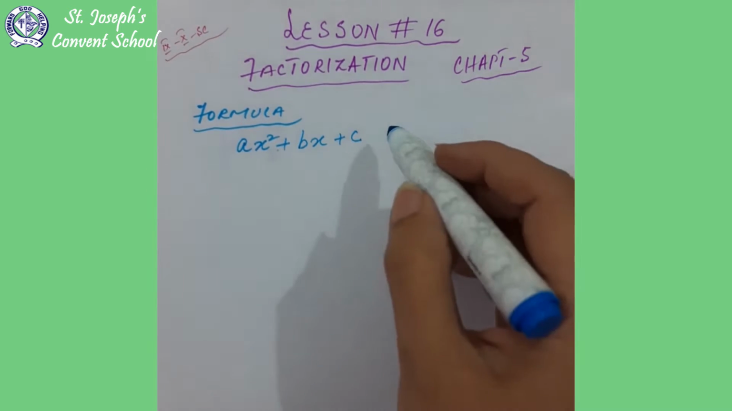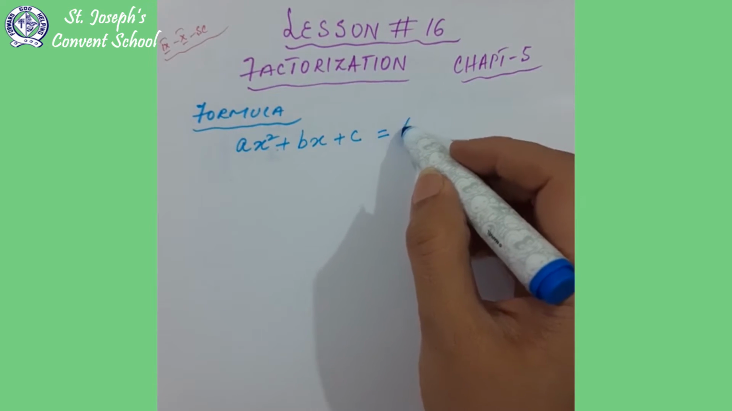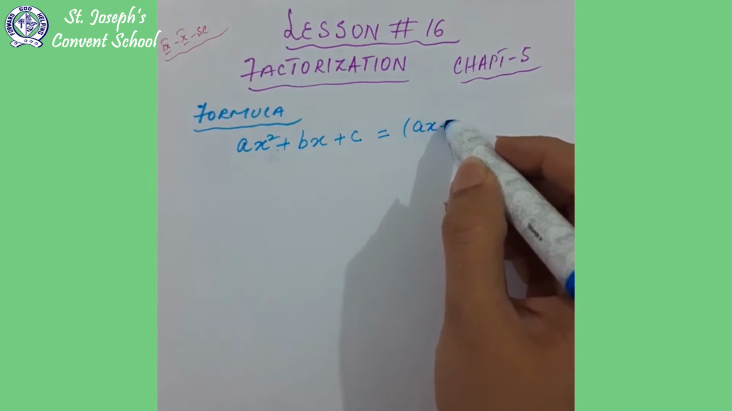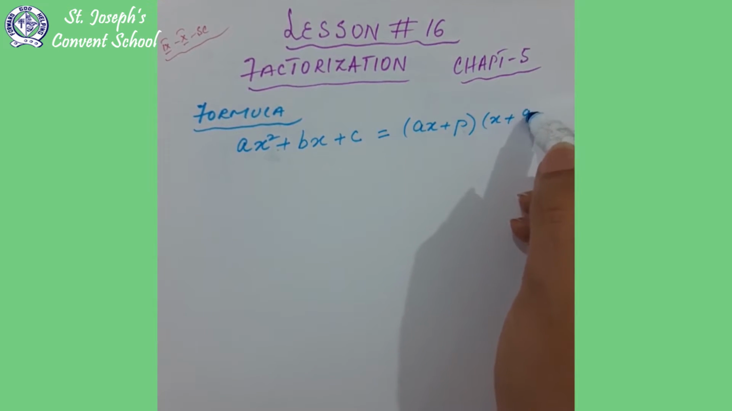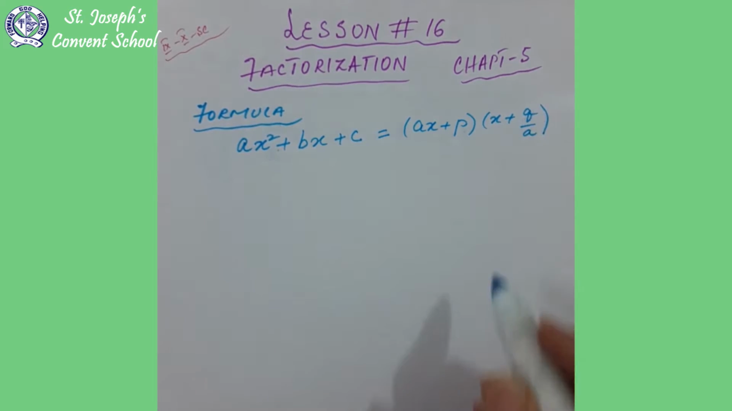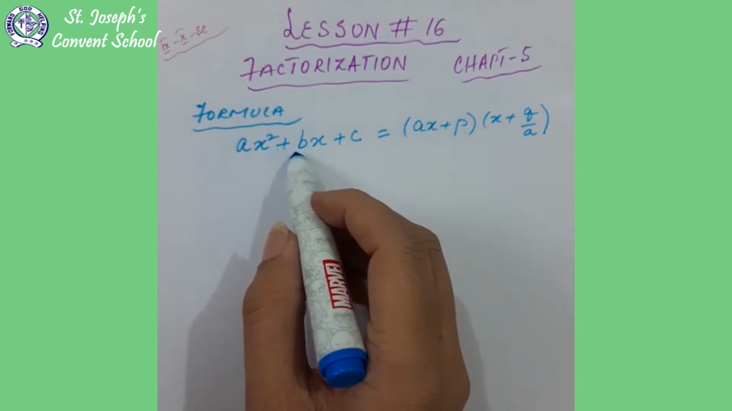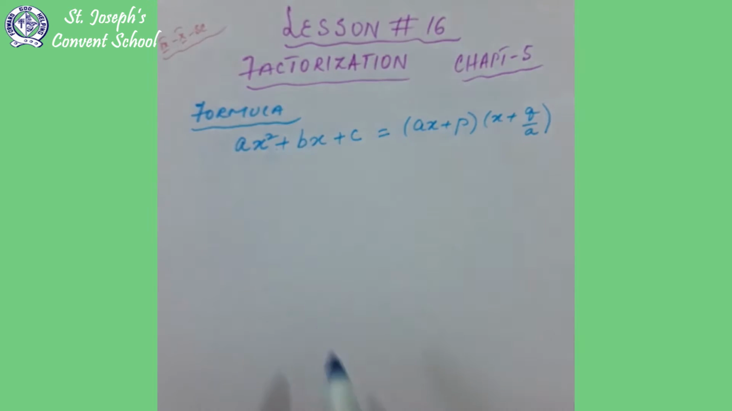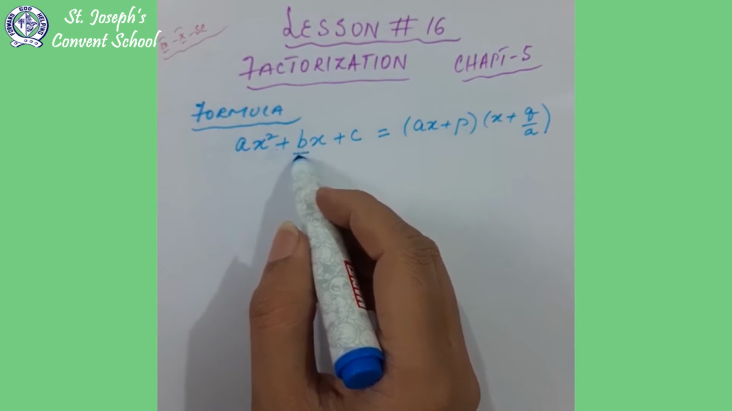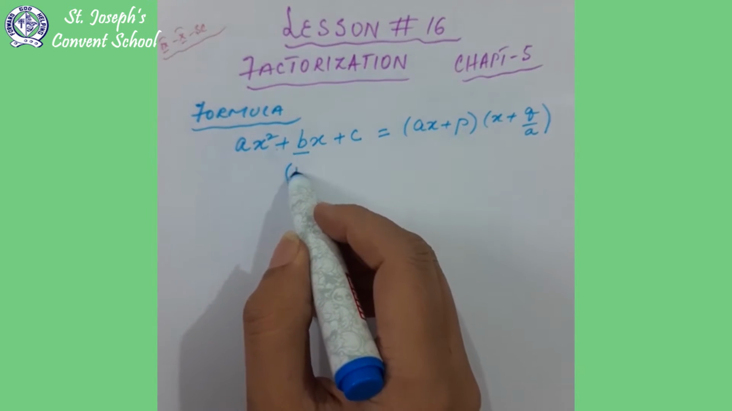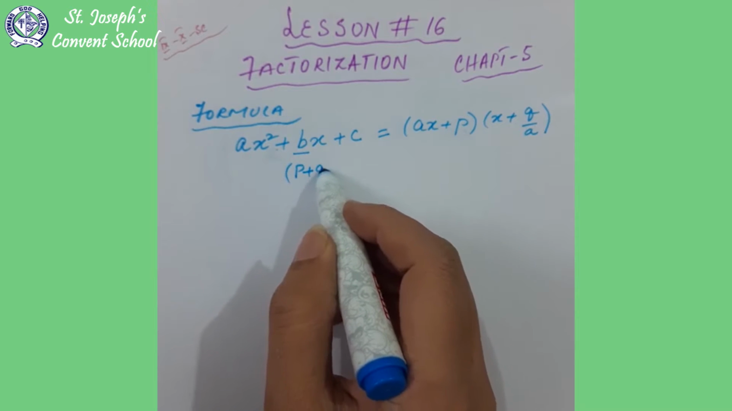Three terms will be given to you, and in the answer you will write two brackets, ax plus p and x plus q upon a. Now what is p and q here? Actually you will break this middle term b into p plus q. Break this middle term into p plus q.